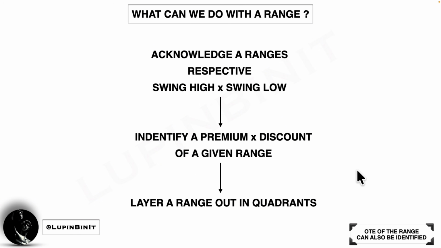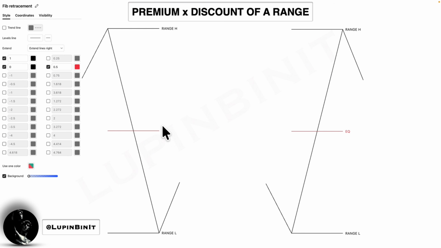So we're just going to take a look at some schematics displaying what we can do with a range. The first one being identifying a premium and a discount. So here you have your range high, your range low, equilibrium, we've now identified a premium and a discount. We know that anything above equilibrium is a premium, anything below equilibrium is a discount.